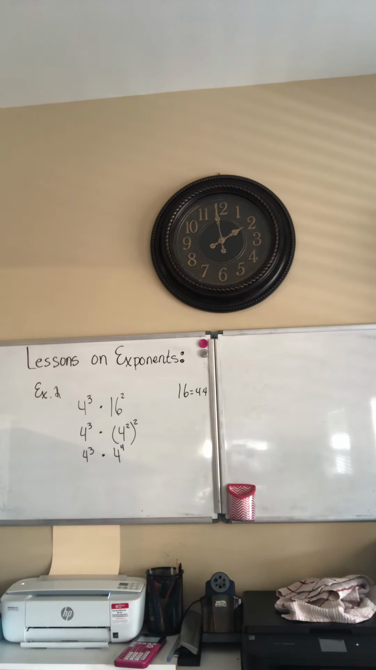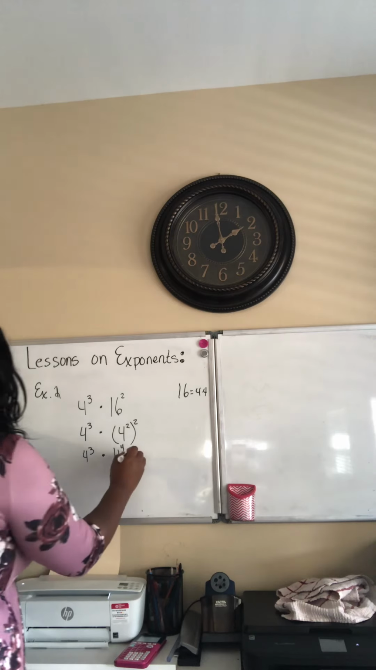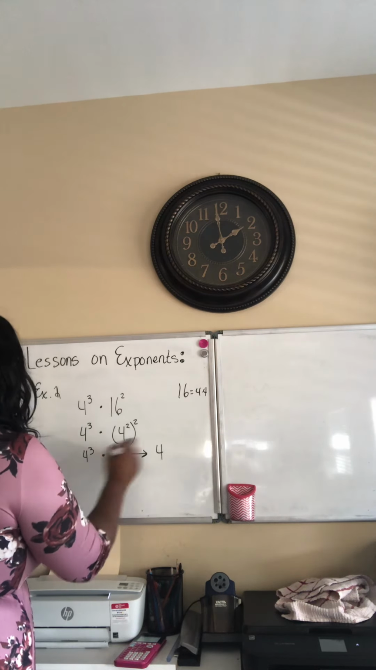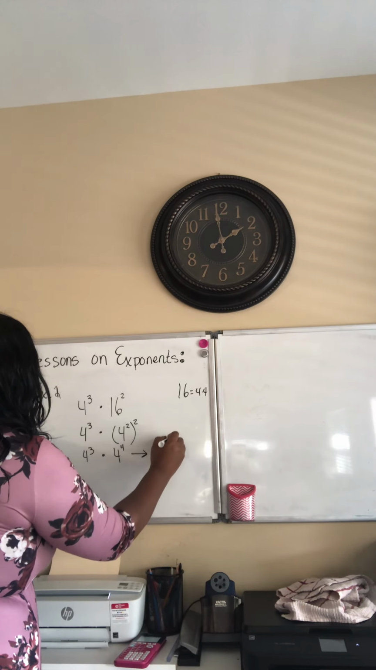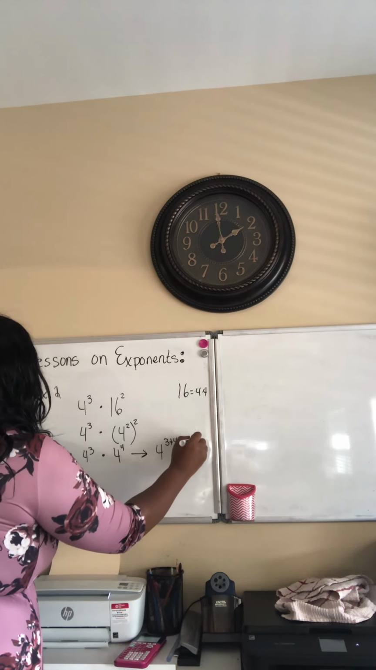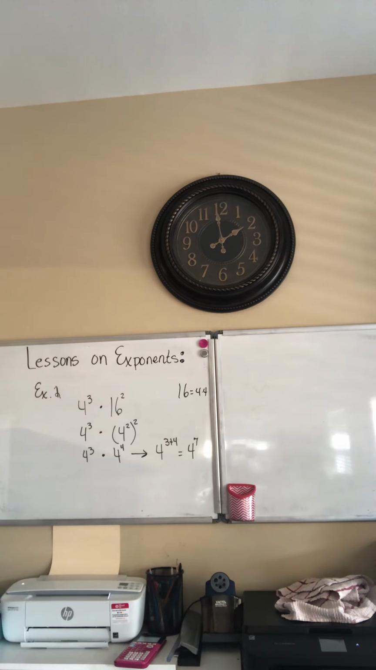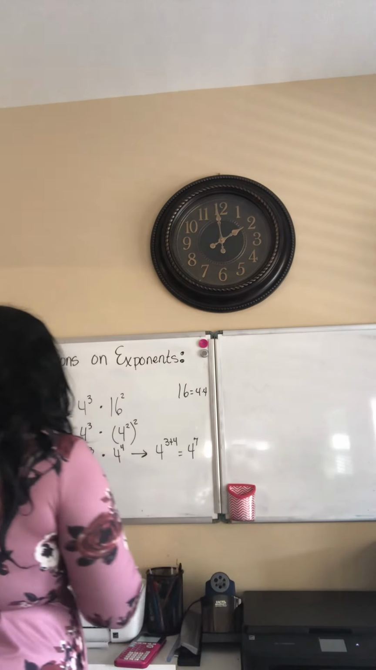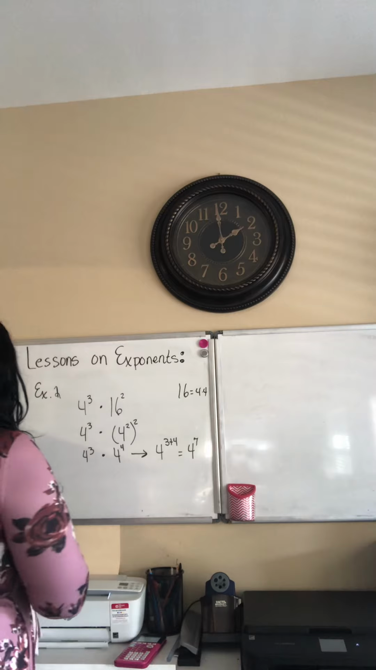Now what can we do? Well, we know our bases are the same. So we say 4 is our base. It stays the same. And then we have 3 plus 4 as our powers. So this becomes 4 to the 7th power. But our base has to be the same in order to work the problem because we can't combine bases that are different. All right, that's how we do that.